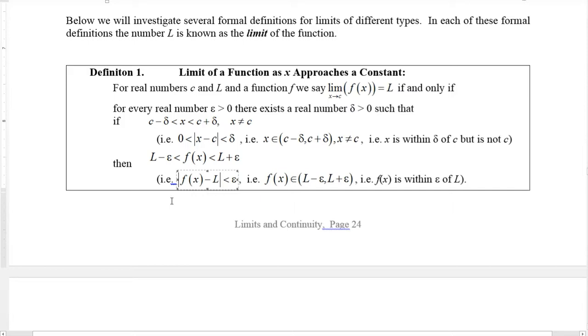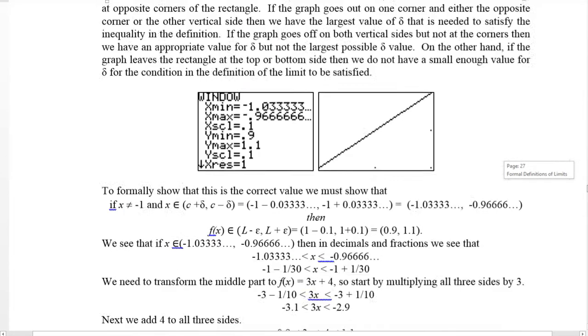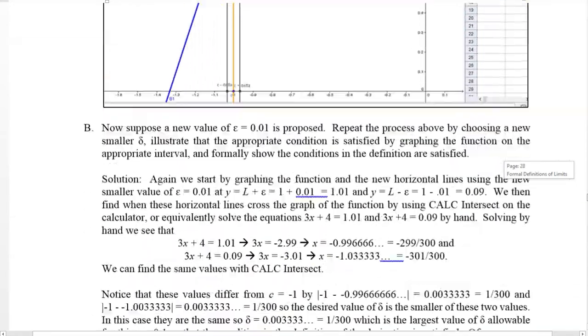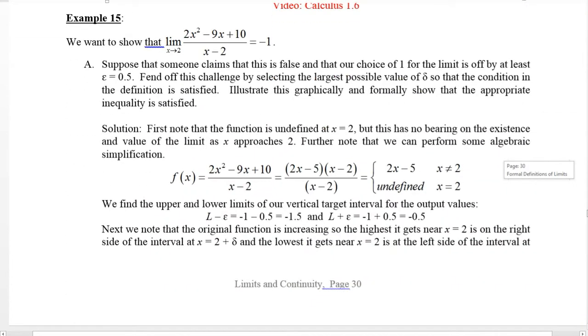Another way to say this condition here is to say it with absolute value like this. The absolute value of f of x minus L is less than epsilon, or in interval notation, f of x is in the interval L minus epsilon to L plus epsilon, or in words, f of x is within epsilon of L.